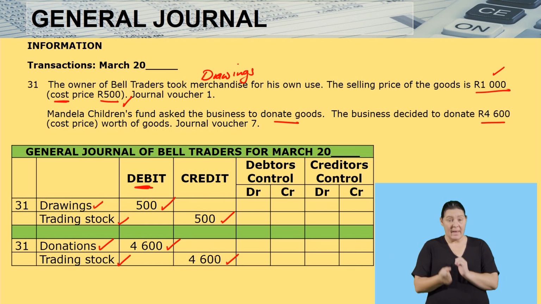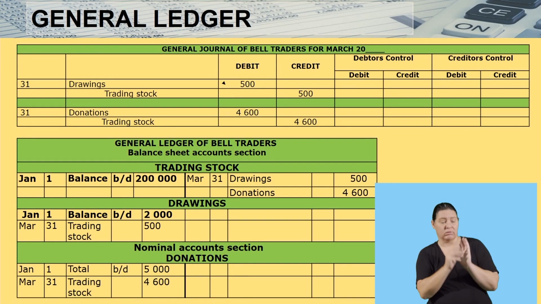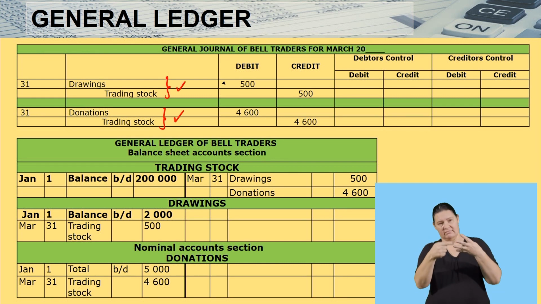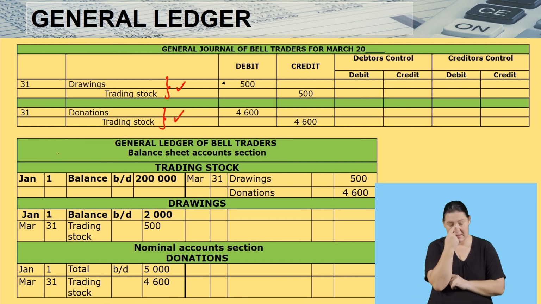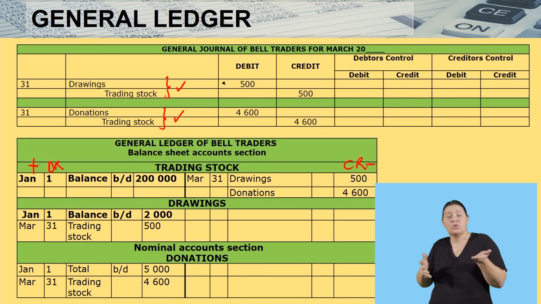Once this has happened, it is very important now to know from the general journal, we will need now to post to the general ledger. Let us see if we're able to do that. Here is our general journal. These are the transactions that we recorded. You remember these first two and these other as well. When we are now posting into the general ledger, it is important for you to understand that your trading stock is an asset which increases on the debit side and it decreases in that case on the credit side.